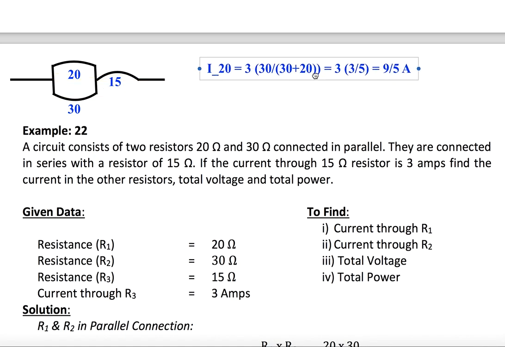Is that correct? 3 into opposite arm resistance, which is 30. 30 plus 20, 50. The 0s will cancel out. 3 by 5, 9 by 5. Up to here there is no problem.